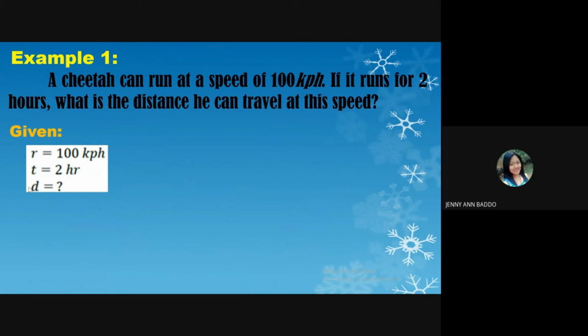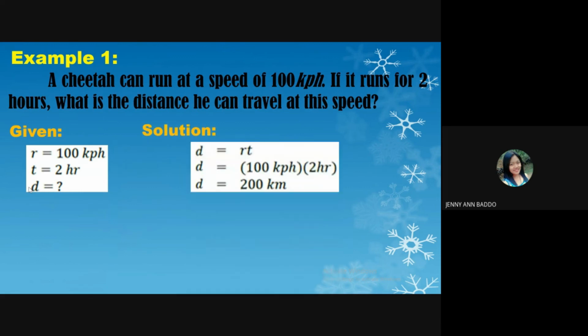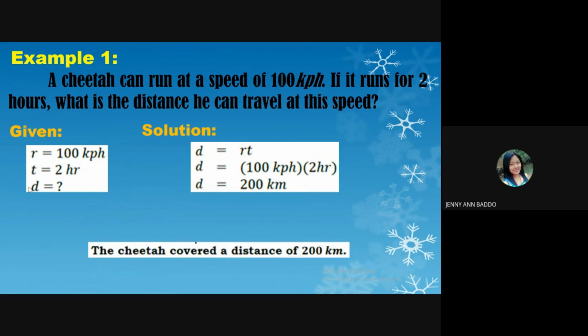R is 100 kilometers per hour, T is 2 hours, and D is the unknown. So for the solution, we have the equation D equals RT. By substitution, R is 100 kilometers per hour and T is 2. So 100 times 2, that's 200. Cancel R, so we have kilometers. That means the cheetah covered a distance of 200 kilometers.